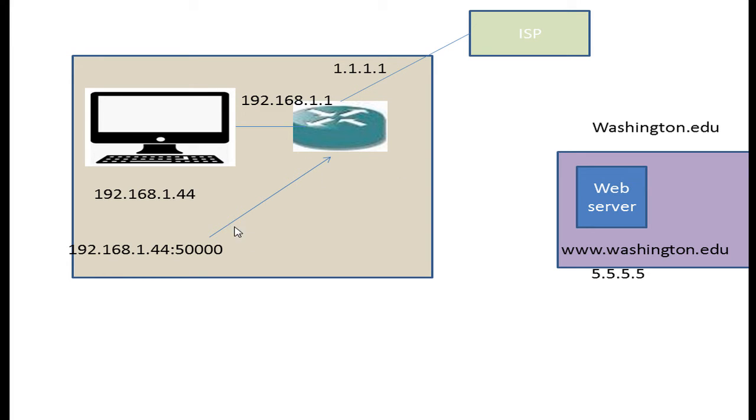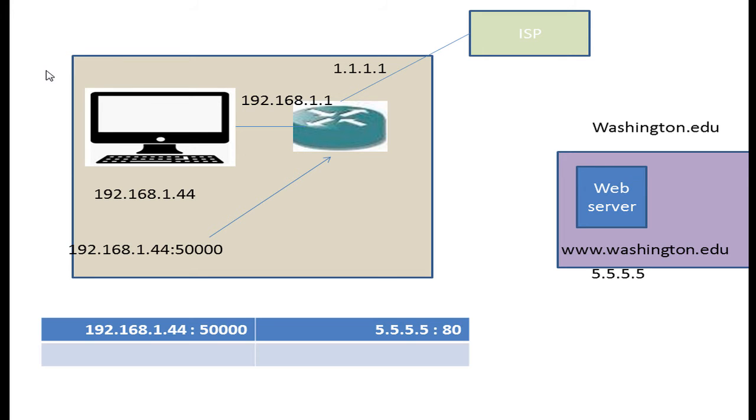The router would look at this packet, looking at the source and destination IP and port numbers, and it would write them inside a table. So it sees, for example, that the source IP address is 192.168.1.44, the port number of 50,000, and the destination is 5.5.5.5. This packet is going to go to the port number of 80, where this web server, washington.edu, is actually listening. So a listening socket would be created at the other side with this information, the IP of 5.5.5.5, listening to the port number of 80.